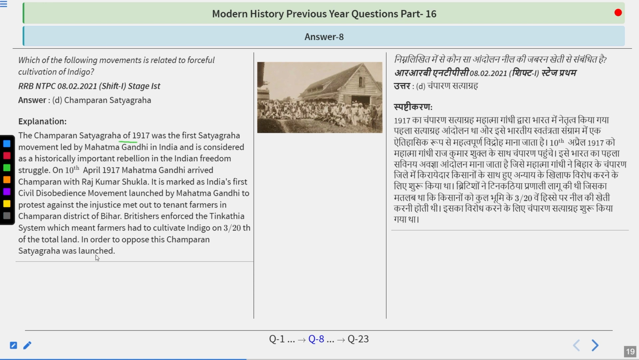It was not the first time that a revolt was started against indigo cultivation. Firstly, the Indigo Revolt started in 1860, and Neel Darpan was already written by Deenbandhu Mitra. And this is the time when Gandhiji took part in the revolt against indigo. That was at Champaran Satyagraha.